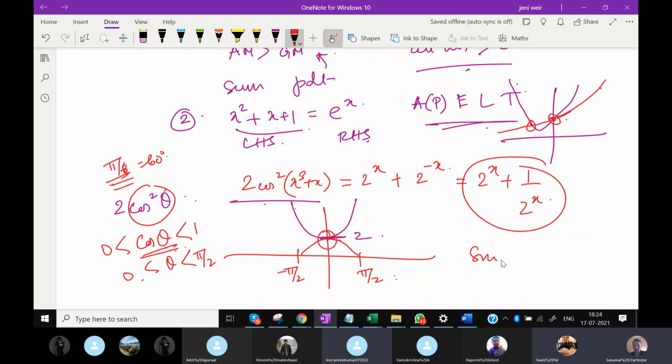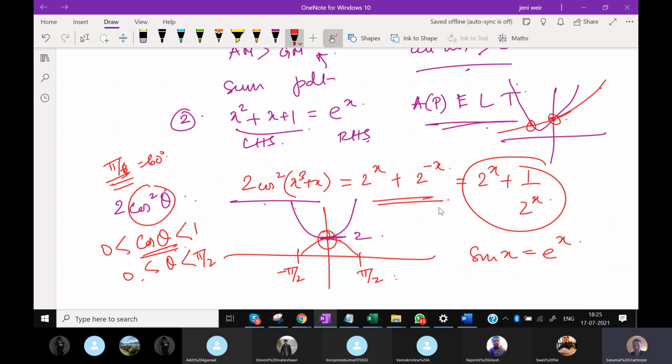I'll give you one more example. When theta is equal to 0, we are getting cos theta equal to 1, and then we are multiplying it with 2. So that's the point of meeting, means intersection. Because this is minimum at x equal to 0, for all points, whether x is positive or negative, the value of 2 to the power x plus 1 by 2 to the power x will be greater than 2.